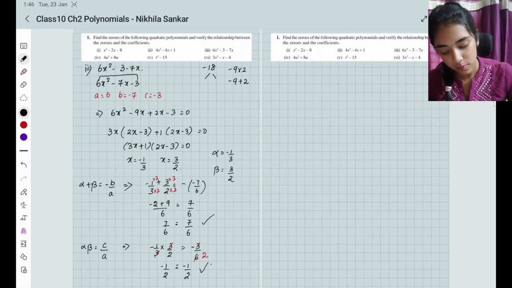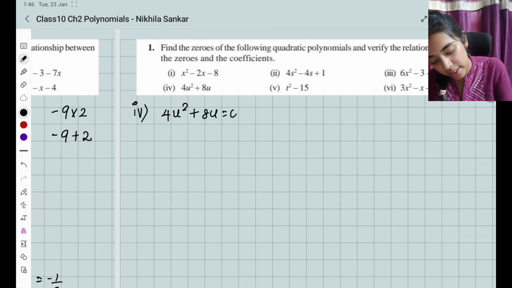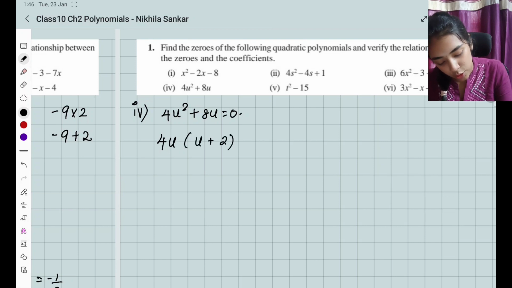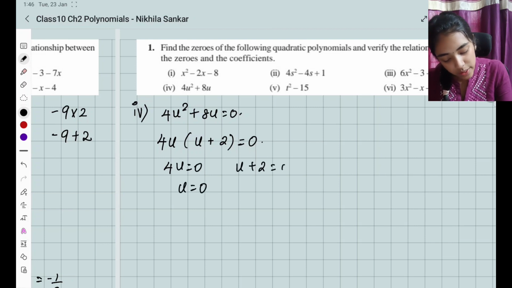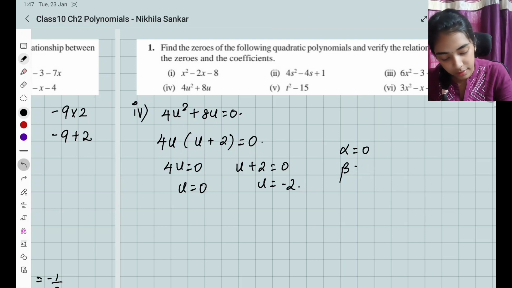Okay. Now question number 4. We have 4u square plus 8u equals 0. This is common. You can take 4u outside. So we will be left with u plus 2 equals 0. So if 4u equals 0 equate panna, you have u equals 0. And u plus 2 equals 0 equate panna, you have u equals minus 2. So what are the zeros? Alpha equals 0 and beta equals minus 2.